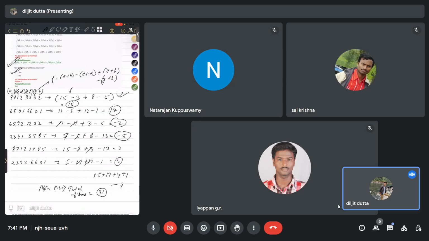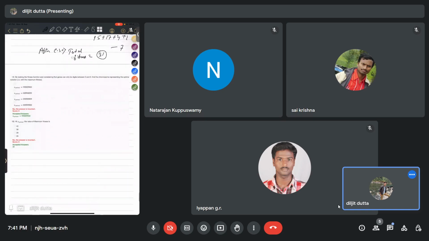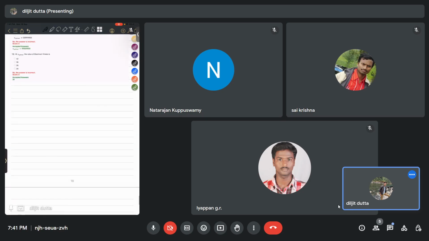So this is yes. The last question. By looking at the fitness function and considering the genes can only be digits in 0 and 9, find the chromosomes representing the optima. So the fitness function is given as F is equals to a plus b minus of c plus d plus of e plus f minus of g plus h. So the thing is that we have to maximize the fitness function. If we have to maximize, then which these values should be minimum, since this is minus, and this 2 should be maximum since this is positive.